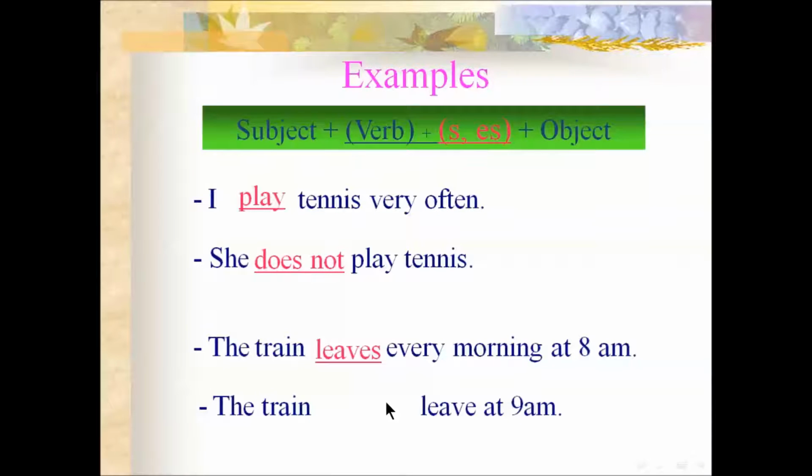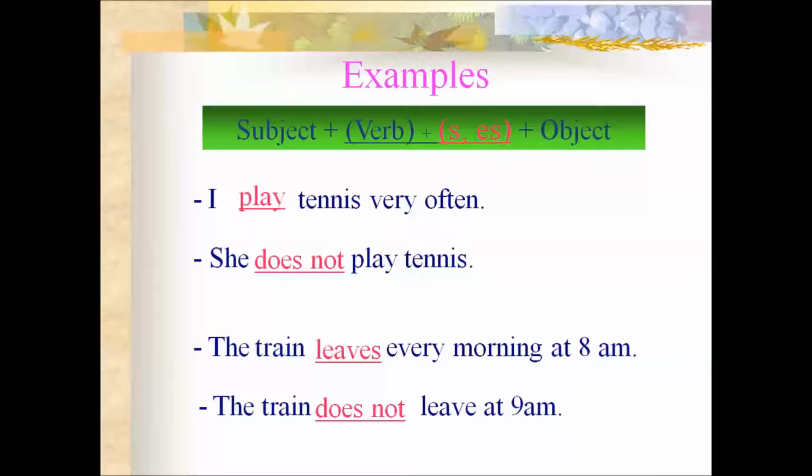How about the train blank at 9 a.m.? So the train what? You can see that there is a main verb, so you don't need another verb here. So that must be the negative one. The train is a third person singular, so it is the train doesn't. That's it.